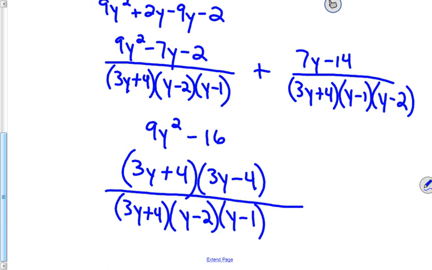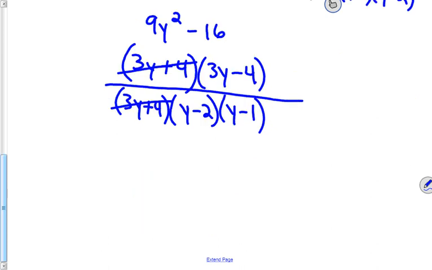And so look what's going to happen. This is now like the simplification part of it, right? The addition part of it's done. But now to write it in simplest form, that's going to cancel with that. And I'm going to be left with 3y minus 4 over y minus 2 times y minus 1.